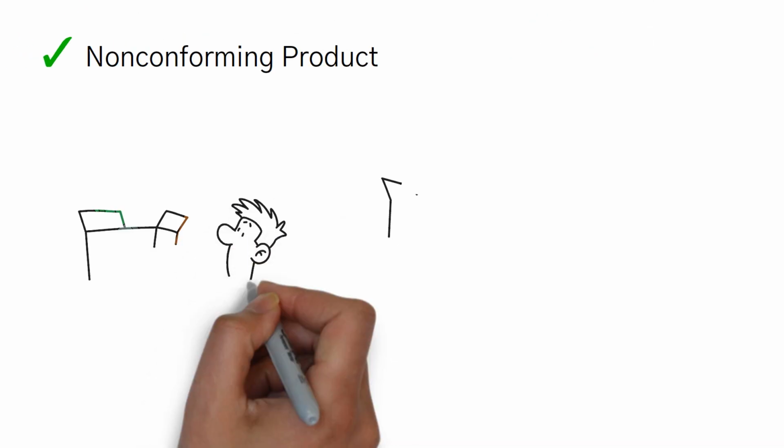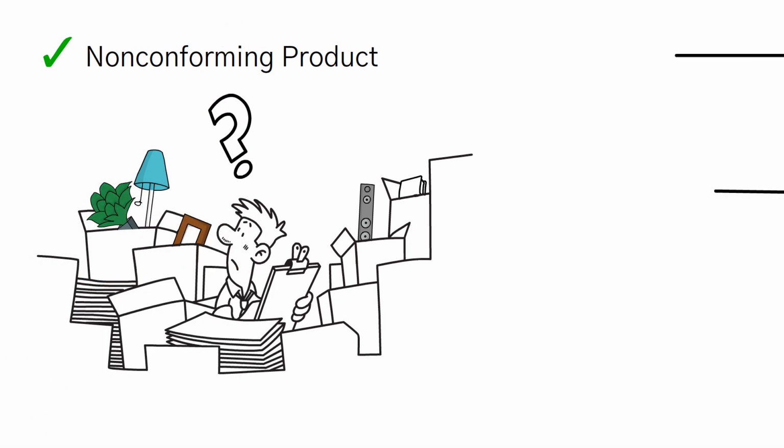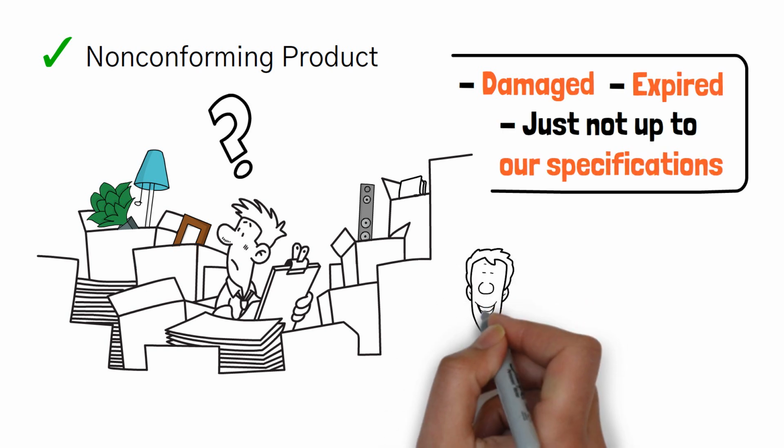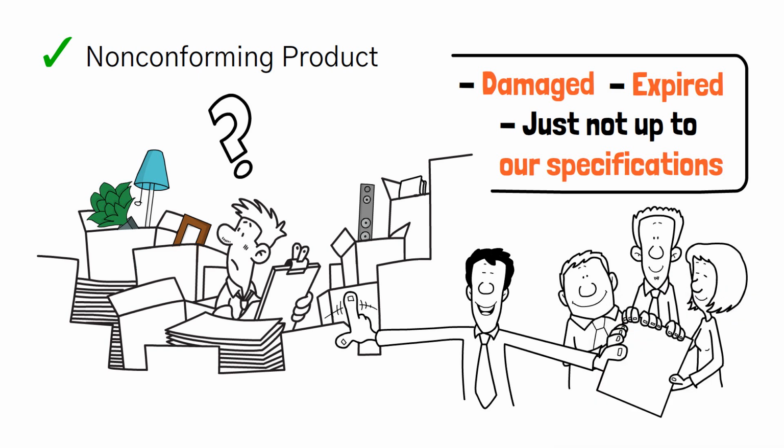Non-conforming product. This refers to any item that doesn't meet our safety or quality standards. It could be damaged, expired, or just not up to our specifications. When this happens, we'll take steps to handle it appropriately.